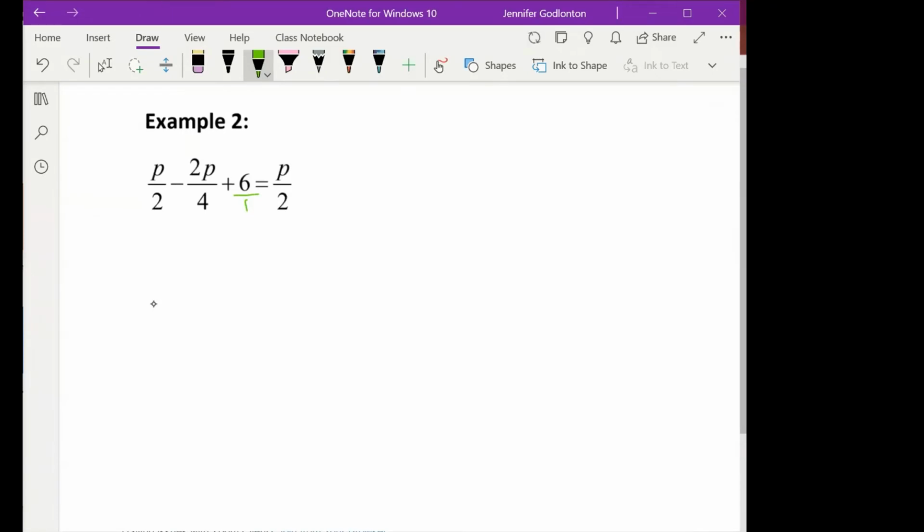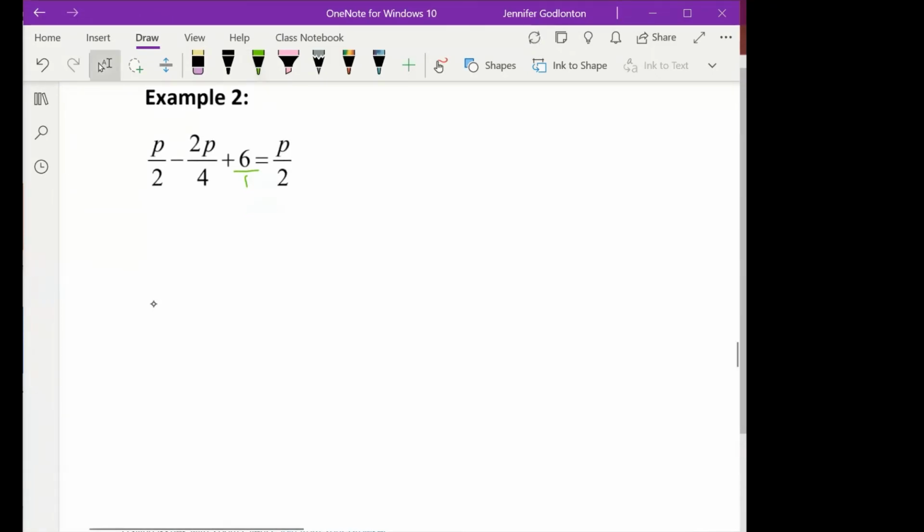Okay, let's go one step at a time. First step, anything that doesn't have a denominator, we're going to put it over 1. And the reason we do that is because otherwise we forget about it and we don't multiply it by what we need to. Okay, so that's our first step. Second step, we need a common denominator. In this case, what is our common denominator? 2. Oh, there's something higher.